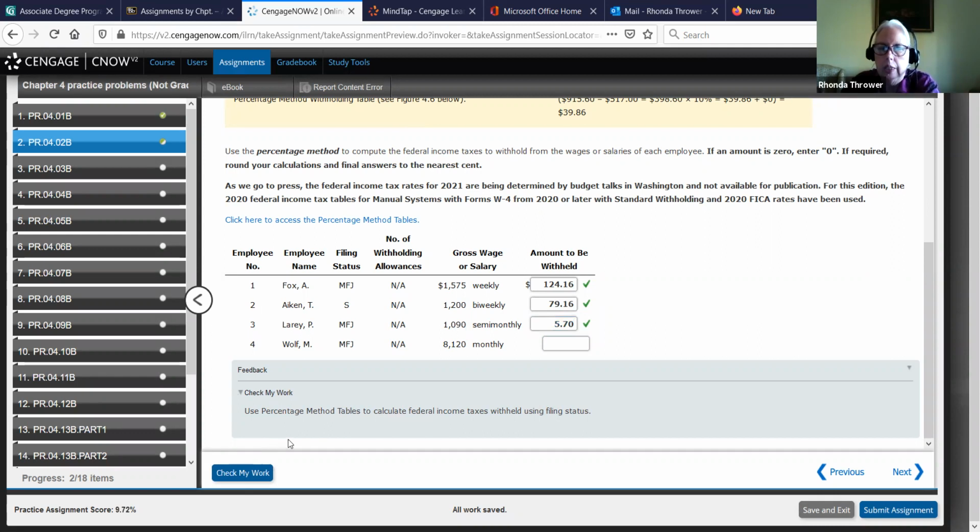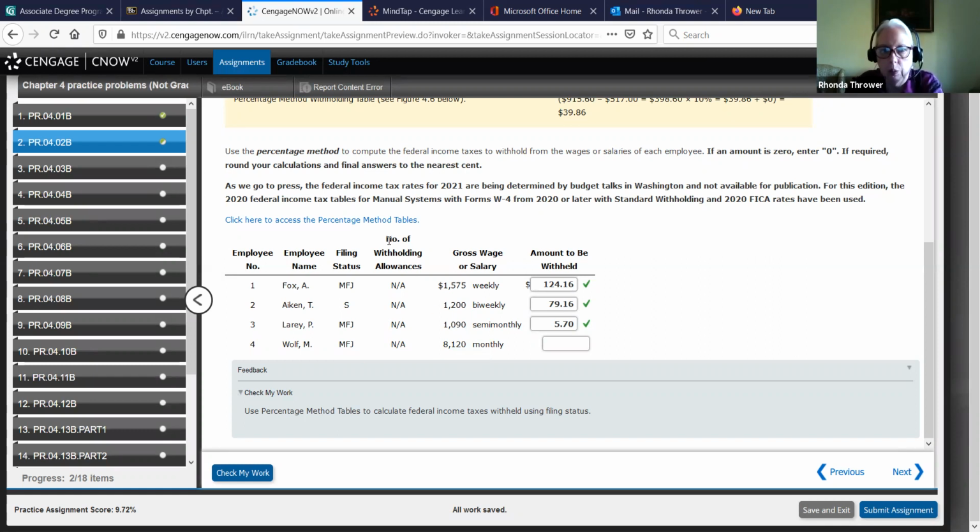Check your work just to make sure that you didn't get off on the wrong line or on the wrong table. And then I'm going to go to my last employee for this problem, which is Wolf. And Wolf is married filing jointly. So we're going to use married filing jointly. Write it down. Write down his amount of wages, which was $8,120. Notice he's paid monthly. Write that down, how he's paid.